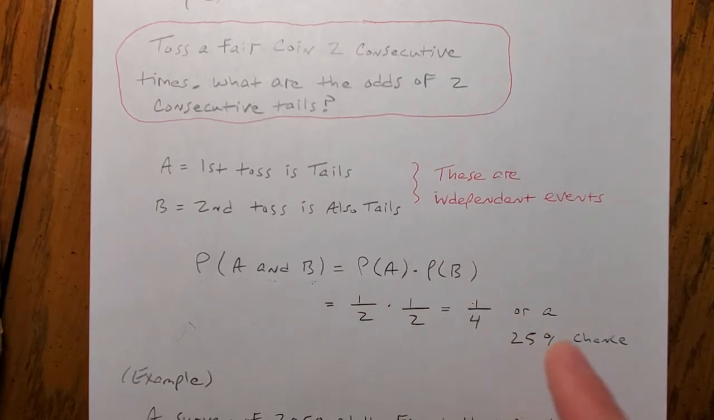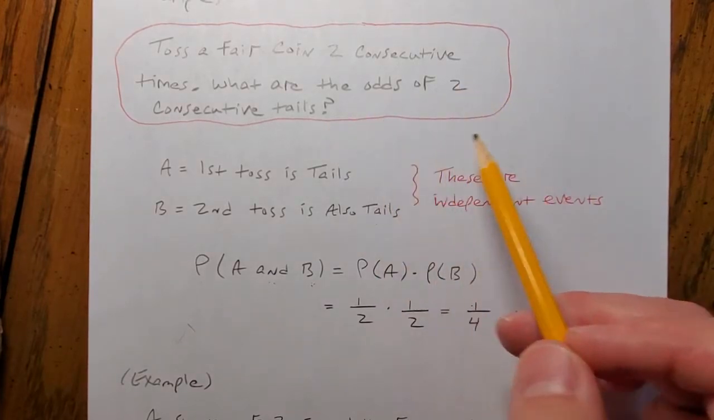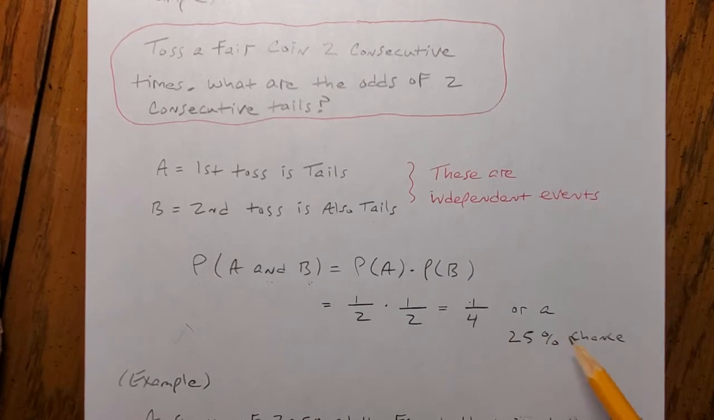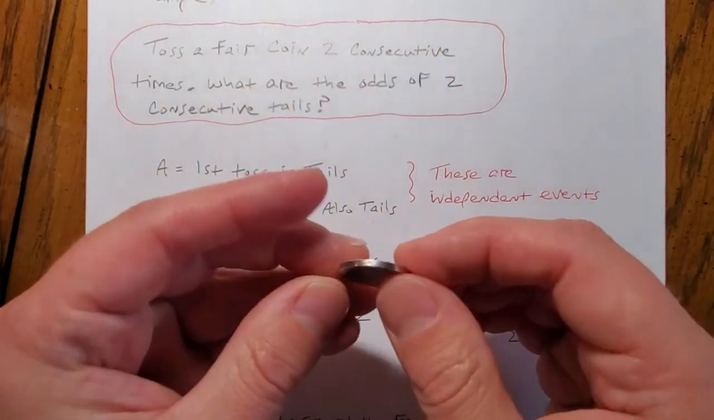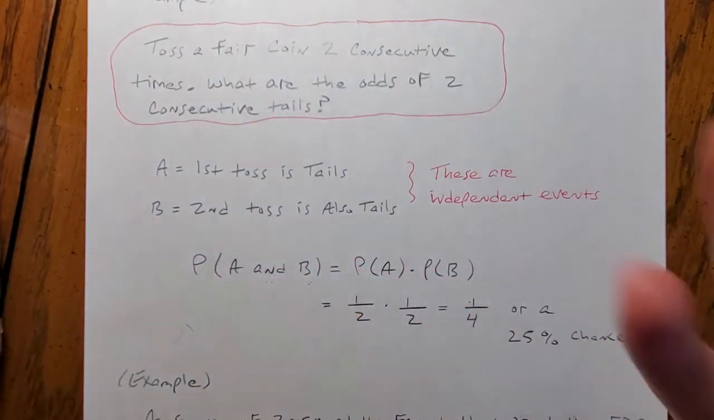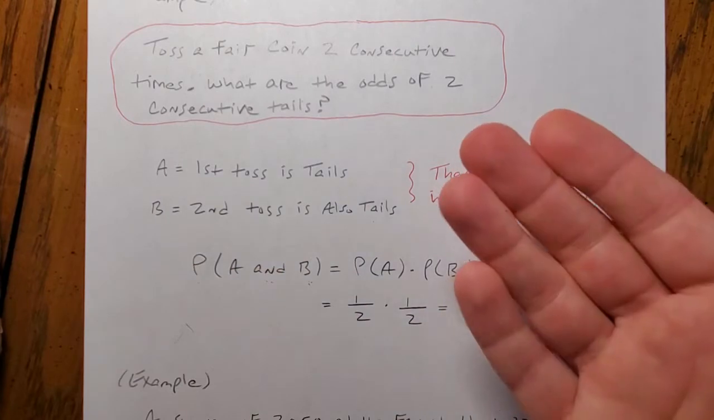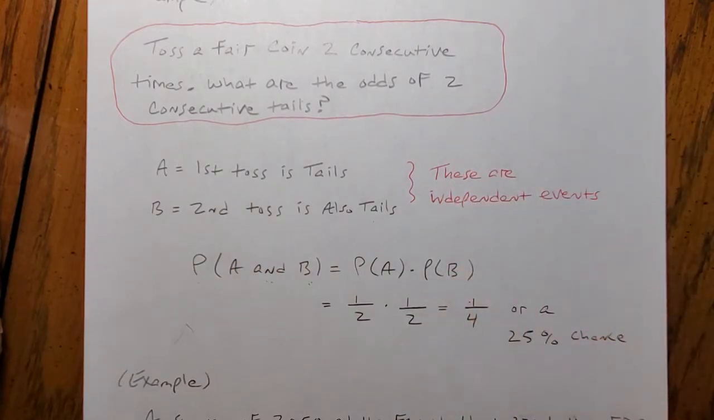So if you tossed a coin 2 consecutive times, about 1 out of 4 of those trials you will actually get 2 consecutive tails. Maybe try it out. Toss a coin twice and see if you get 2 consecutive tails. Toss a coin twice again and see. My prediction is that it'll work out to be about 1 out of 4 times that it will happen.